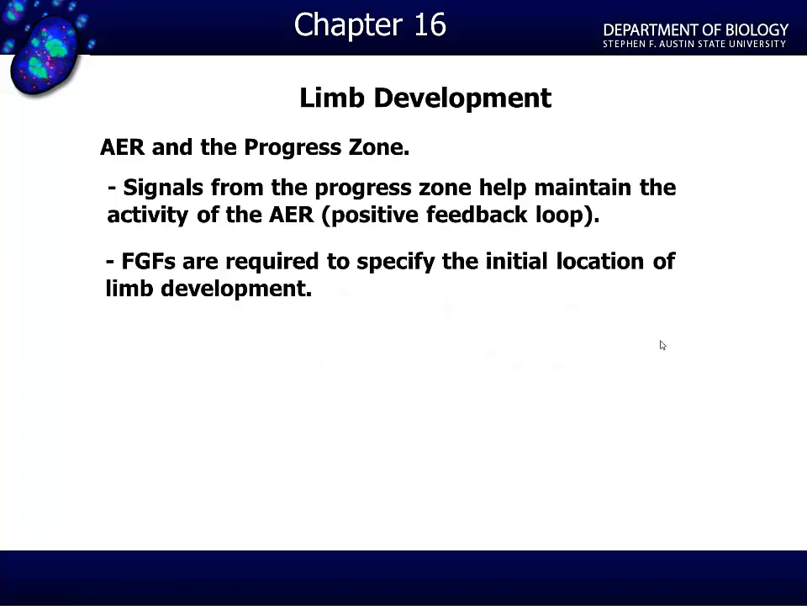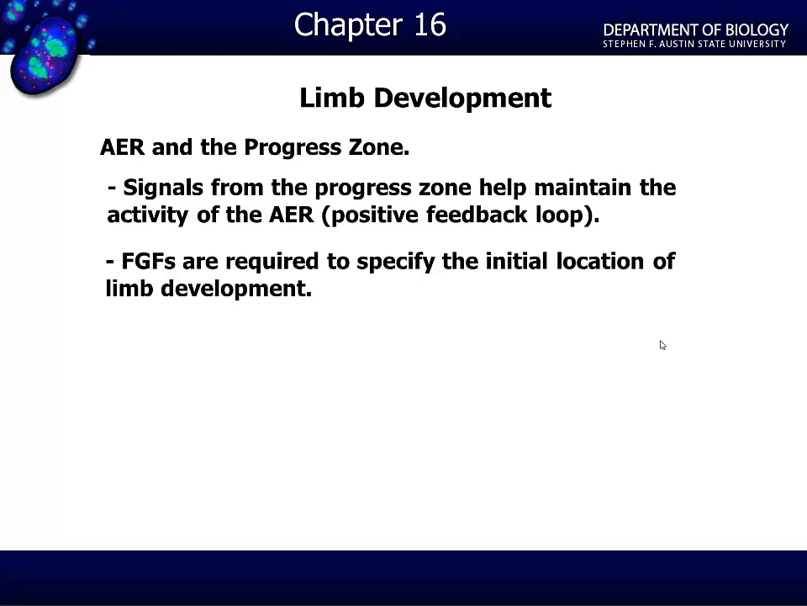Now, we mentioned the relationship between AER and the progress zone. We're going to see that not only does the AER have an influence on the progress zone, but secretions from the progress zone are also critical to keep the AER in cycle. So both are positively feeding back to each other to keep the AER producing the FGFs and to keep those mesodermal cells in a proliferative state. They're sending signals back. We haven't completely deciphered all those signals, but we know they are essential and critical.